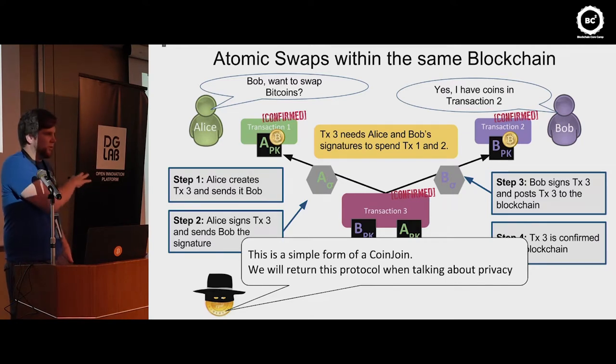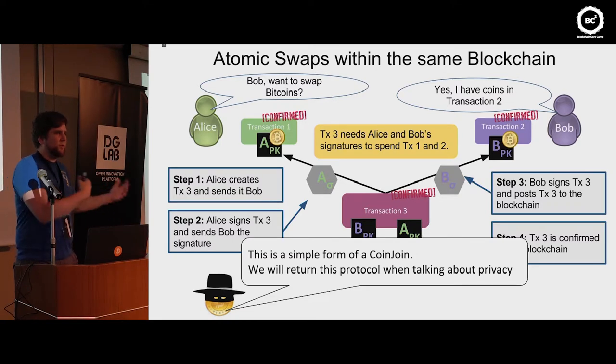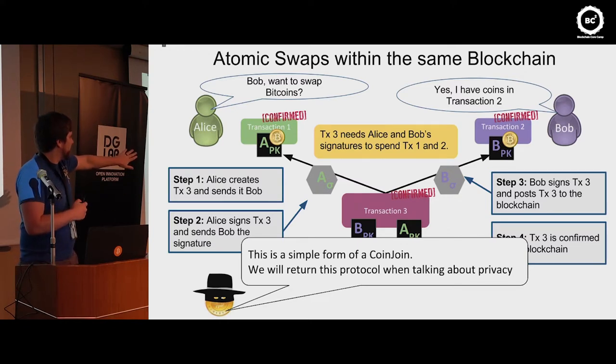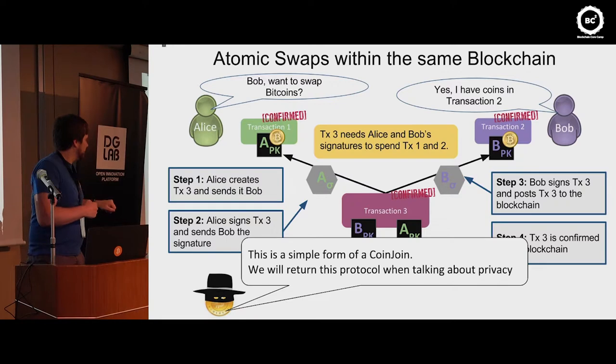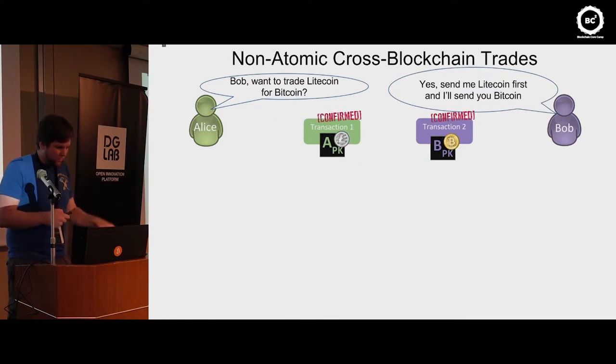This is useful for privacy, and many people may recognize it as a simple form of a coin join. But we want to look at cross blockchain swaps. So we need to figure out an additional way to improve on this protocol.